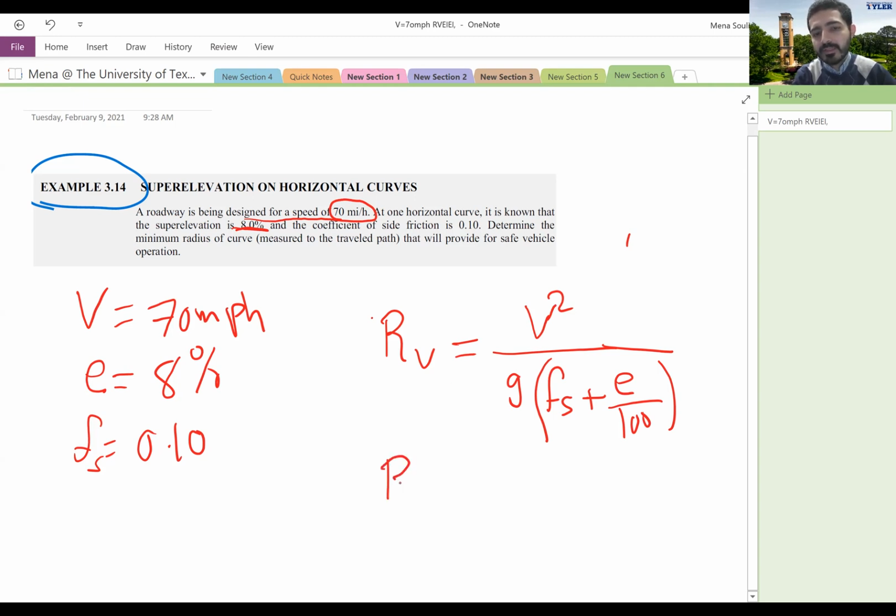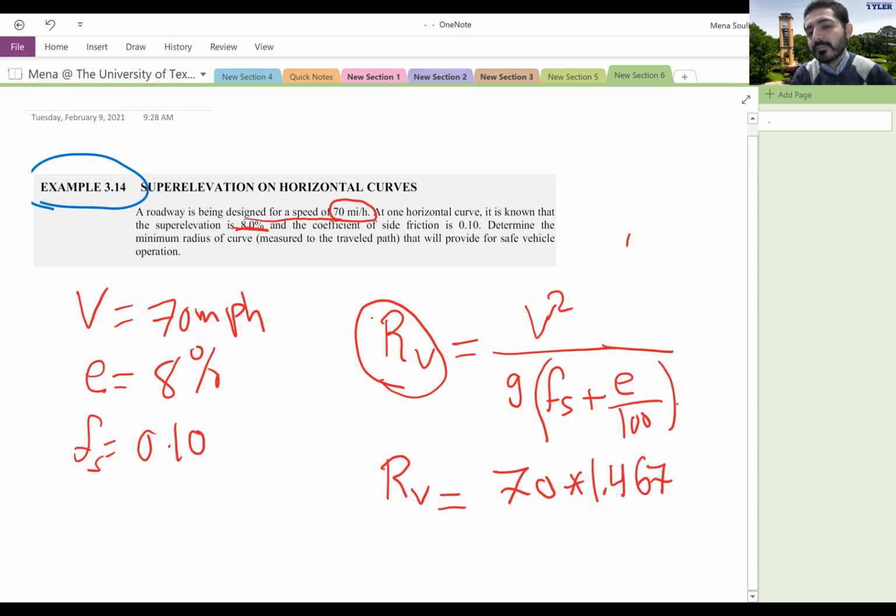So the RV, the minimum radius for that horizontal curve, is V squared, which is 70 miles per hour. A common mistake here that I hope everyone would not make in an exam or homework: these equations are always based on feet and seconds, because at the end the radius is in feet. There is no radius in miles. So the radius is in feet. So please always multiply the 70 by a factor, 1.467, and that is a conversion from miles per hour to feet per second, and that is squared.